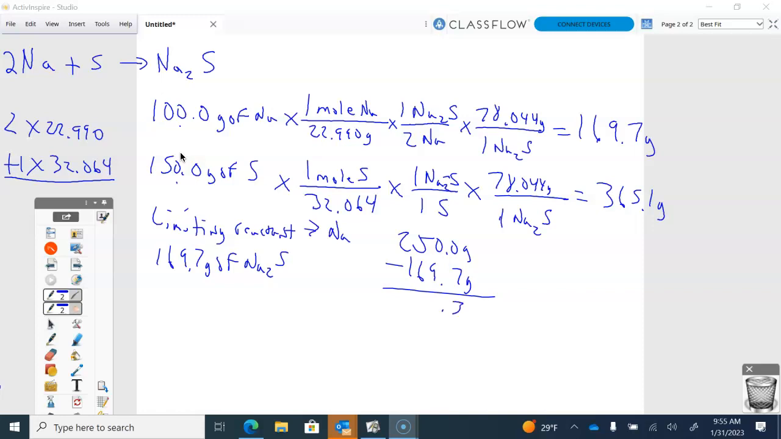I get 3 borrowed, 0 borrowed, 8. I got 80.3 in my head. I hope that was what the calculator says as well. Yep, okay. 80.3 grams of sulfur is how much is left over. So when I get done with this reaction, I'd have some sodium sulfide, and then I have some sulfur laying on the ground. We don't have enough sodium to react the rest of the sulfur. It's still sitting there, waiting for more sodium.